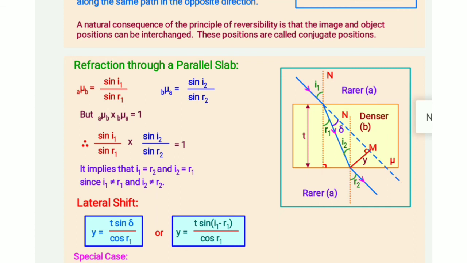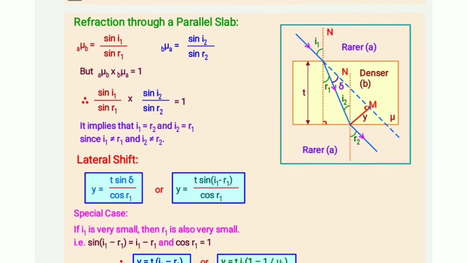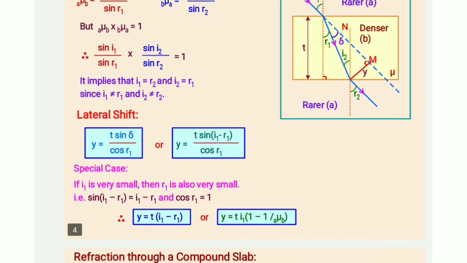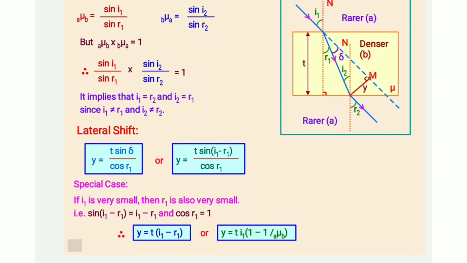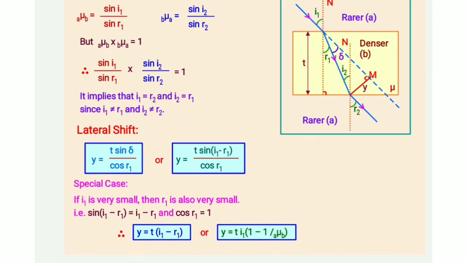The distance between the incident ray and the emergent ray is called the lateral shift, and the ray which comes out from the slab is called the emergent ray. So this is the mathematical expression which we have for refraction through a parallel slab. These are the conditions for a parallel slab. I hope this introduction is clear, as this is the introduction part only which we have discussed today. In the next class we are going to discuss everything in detail. Thank you.